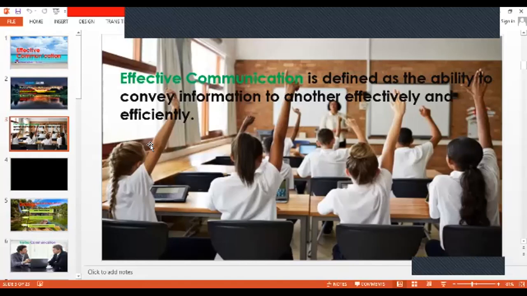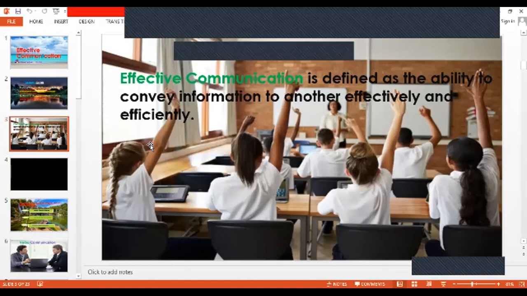I hope you have heard about the well-known person of India, Kapil Sharma. There is a show with his name, The Kapil Sharma Show. People from different states and different countries come to Mumbai and attend his show. Why? What is the reason? The reason is that he communicates with the people effectively.